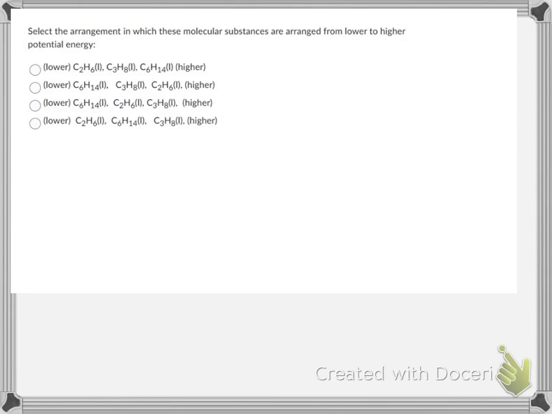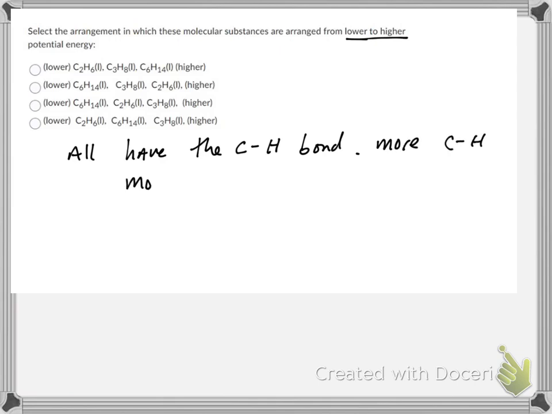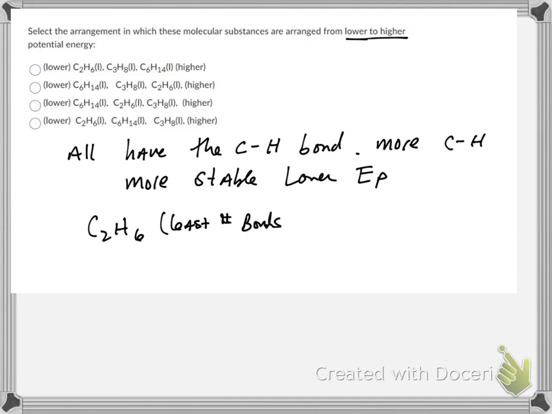Okay, so this question might have thrown people off. What we're looking at are molecules that only contain CH bonds for the most part, CH and CC. And so the ranking here was just based on the total number of bonds. The more bonds you have bonded together, the more stable the overall molecule is. So we're just ranking: C2H6 has the least potential energy. When you draw it out, it only has like 7 bonds.